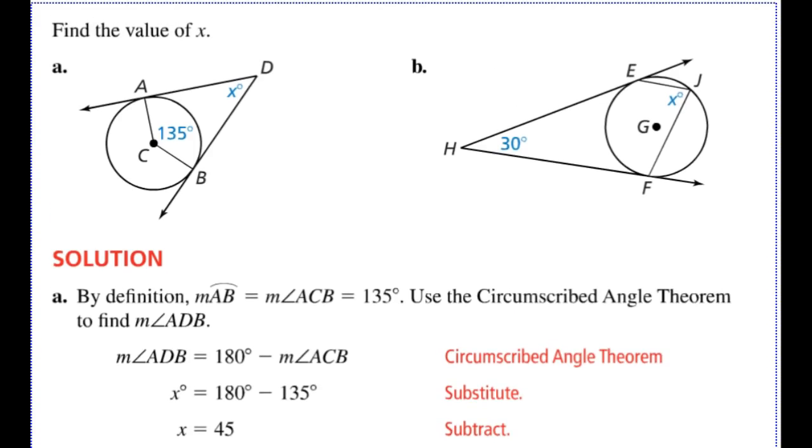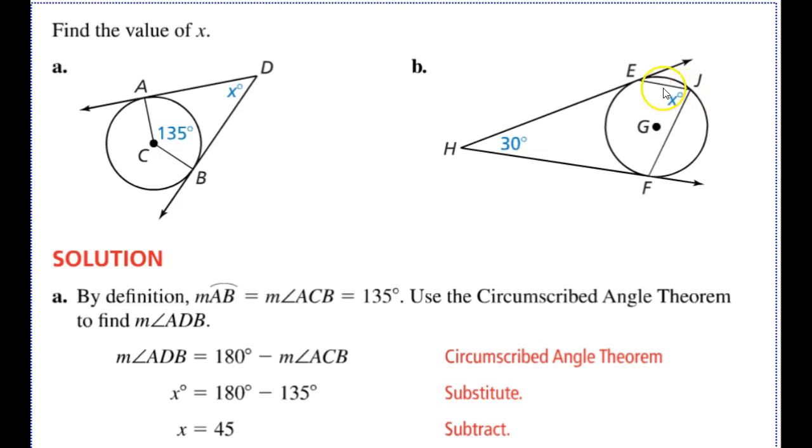The second example is a little more difficult. So here again, I have my circumscribed angle. I see I don't have the central angle here. I have an inscribed angle. And remember, an inscribed angle is where my vertex is actually on the circle.